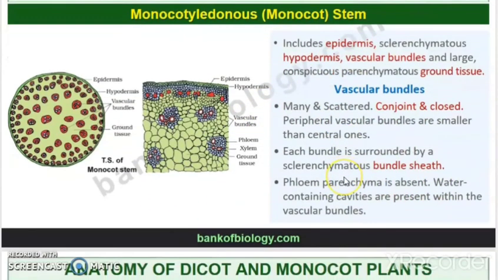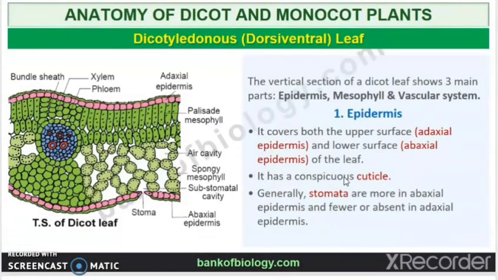Clear? Now let us move on to the next part, which is the dicotyledonous leaf. It is also called the dorsiventral leaf.